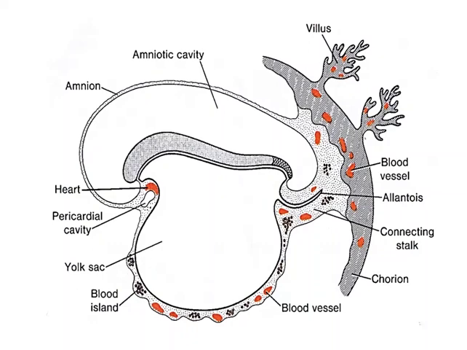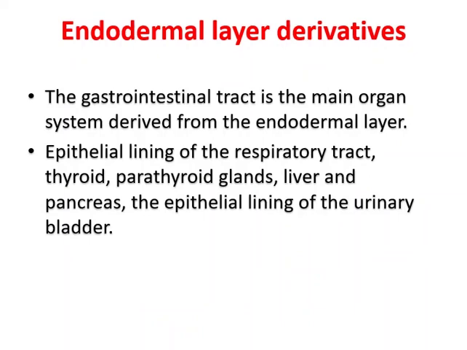Regarding the endoderm derivatives, the derivatives of endoderm include the GIT tract, a main organ system derived from the endodermal layer. The epithelial lining of the respiratory tract, thyroid gland, parathyroid gland, liver, pancreas, and epithelial lining of the urinary bladder. All these are from endoderm. The main derivative is the gastrointestinal tract, completely derived from the endodermal layer.